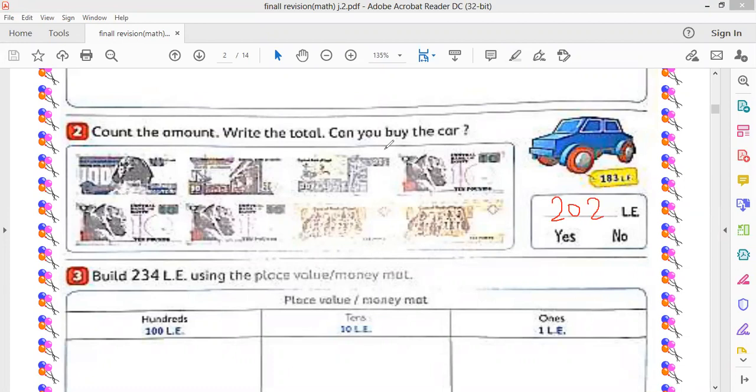Can you buy the car? This car, 183, and we have 202. Yes, we can buy this car.